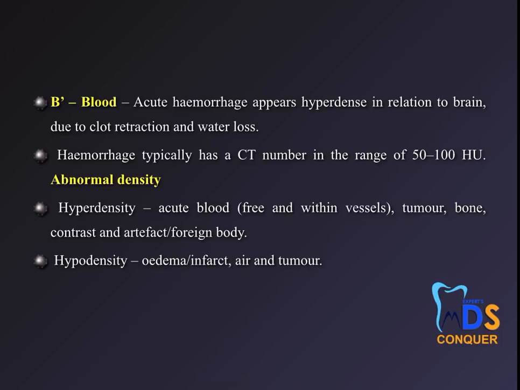In a CT image we call it hyperdensity and hypodensity, whereas in a conventional radiograph we call it radiopaque and radiolucent. In CT, a few tumors, acute blood, bone, and any artifacts or foreign body appear hyperdense, and hypodensity is caused by edema or infarct and also by air. So this is how you have to have an idea.